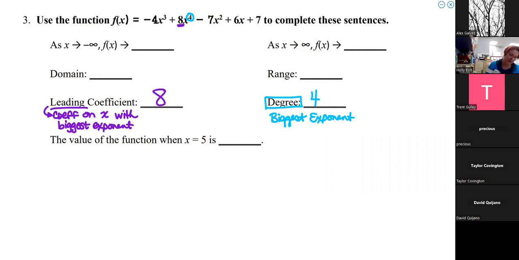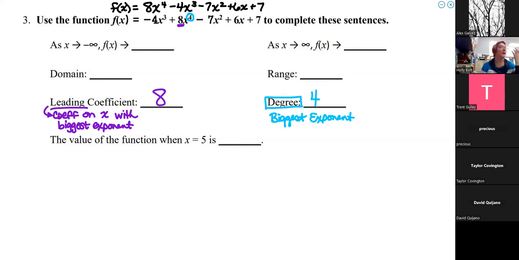Beautiful. When they've tried to get tricky with us, a lot of times it's very common to rewrite this in decreasing order so that the leading coefficient really is up at the front: 8x to the 4th minus 4x cubed minus 7x squared plus 6x plus 7. A lot of times people will rewrite it in that order.